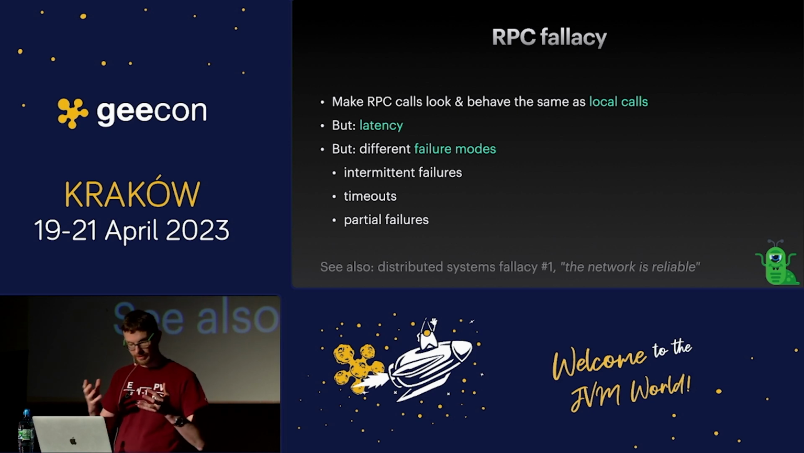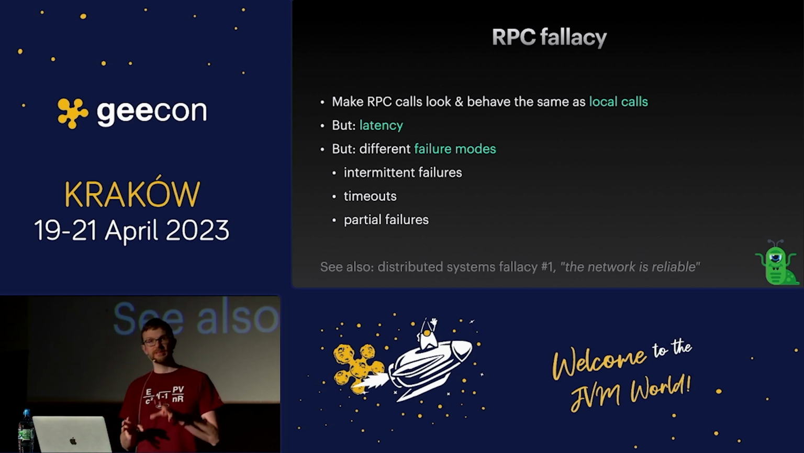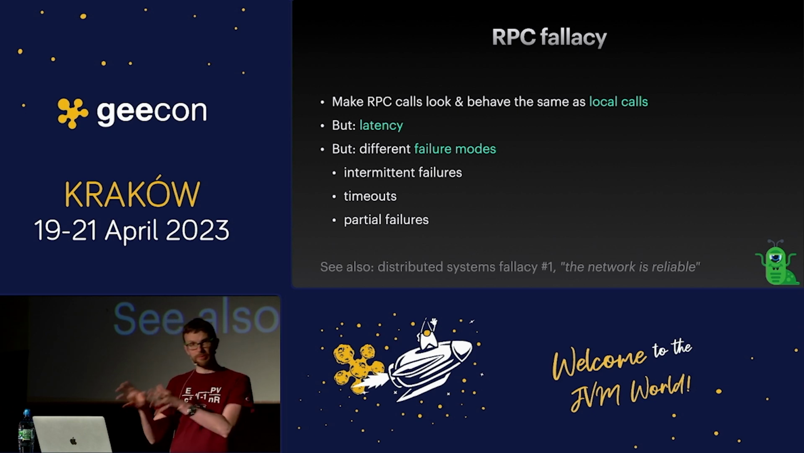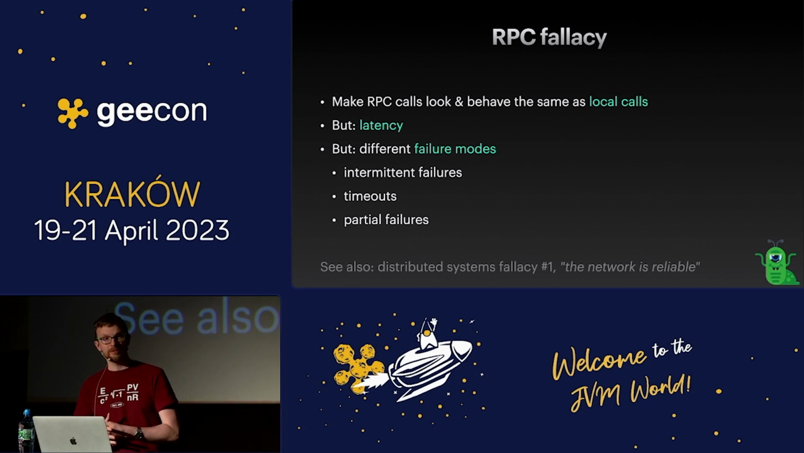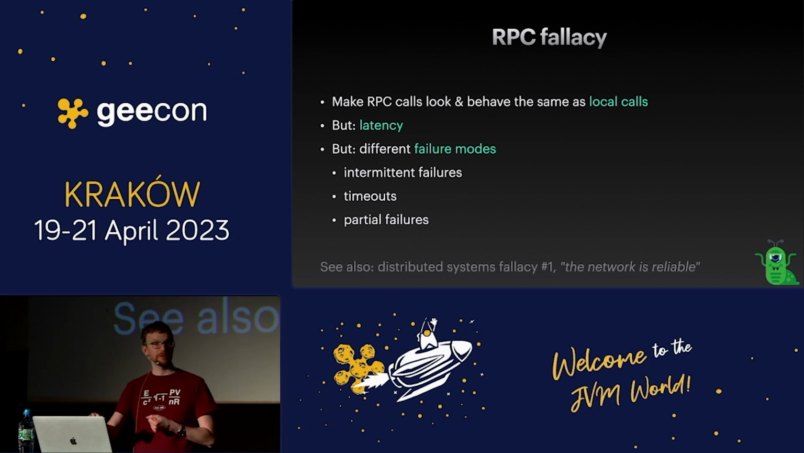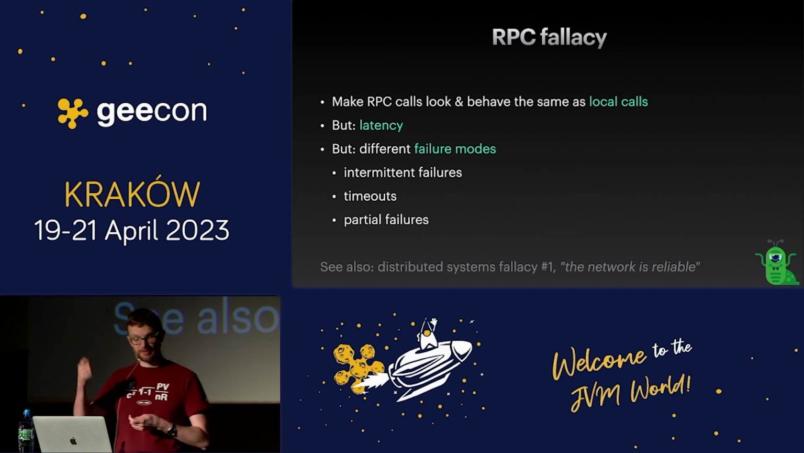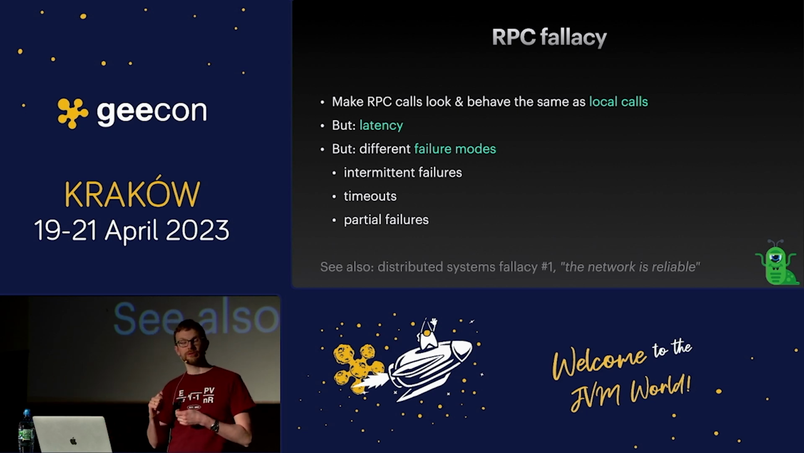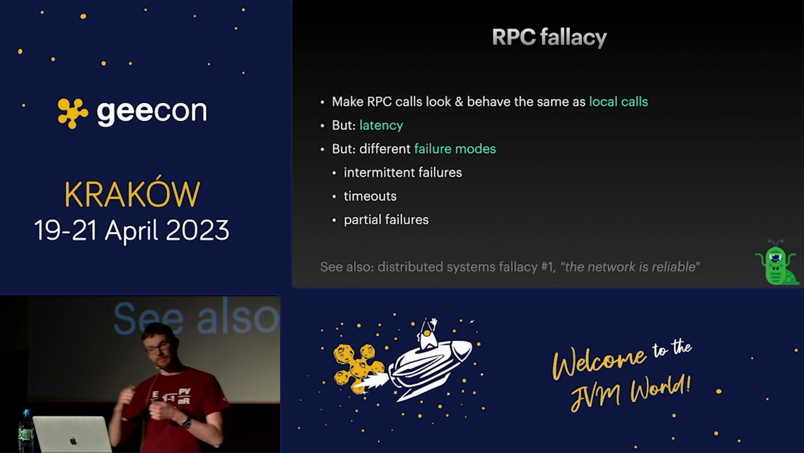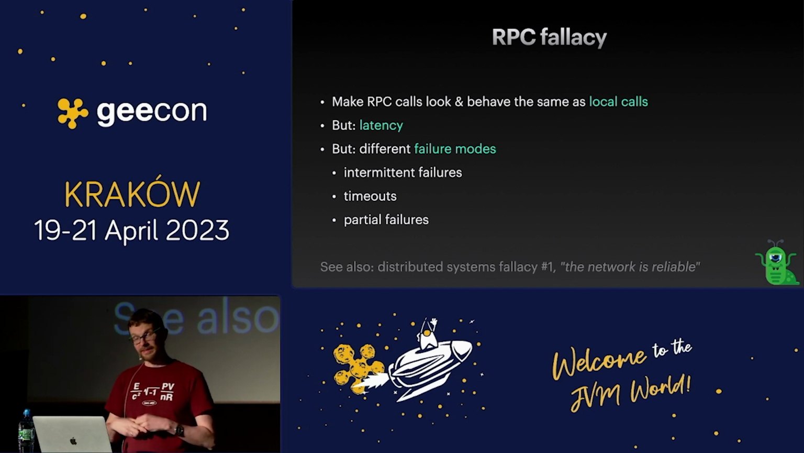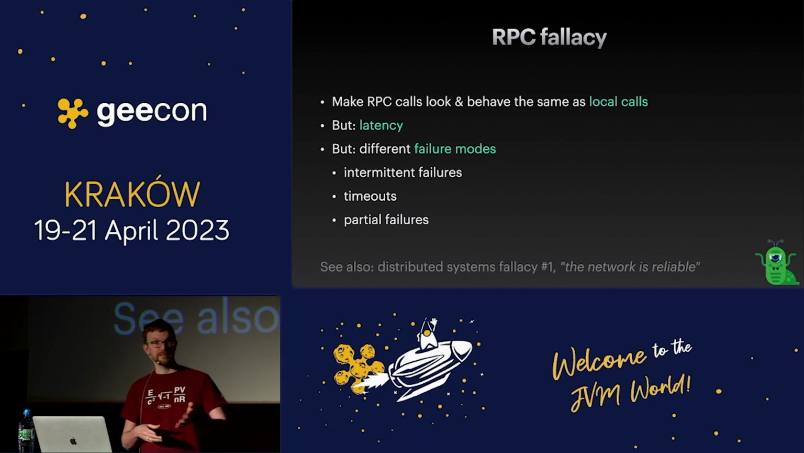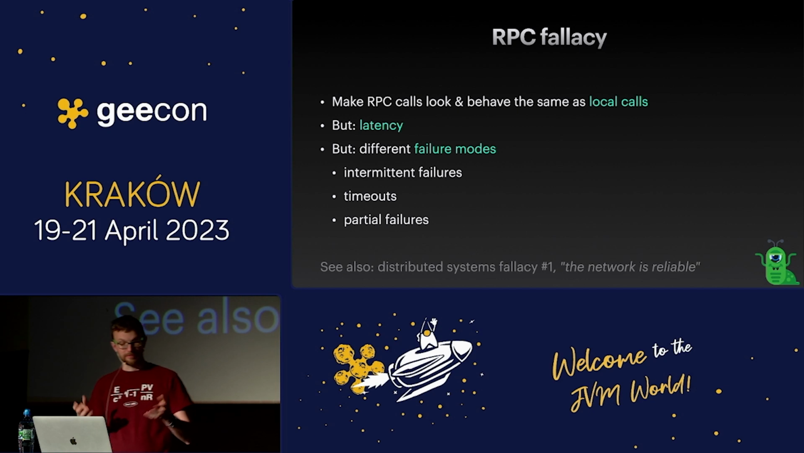But the biggest problem is that the two types of invocations have different failure modes. With a remote procedure call, you might get intermittent failures, right? It might work one time, and the second time you call it, it doesn't work, and then it works again. You might get timeouts because of network, because of other things. You might get partial failures where you actually make the call and it succeeds, but you never get the reply. If you don't get a reply, maybe the call succeeded, maybe not, you don't know. And that's something very different from a local call, right? If it succeeds, it succeeds. Otherwise, you can repeat it, for example. So these two types of calls are very different.